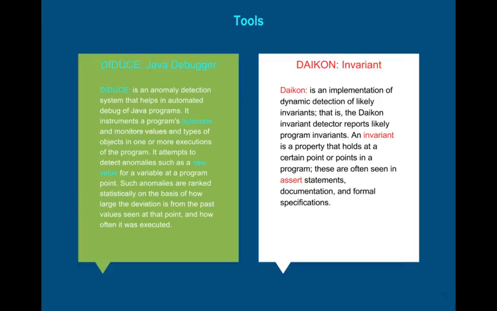The second tool is Daikon, which uses invariants. Daikon is an implementation of dynamic detection of likely invariants. That is, the Daikon invariant detector reports likely program invariants, and an invariant is a property that holds at a certain point or points in the program. These are often seen in assert statements, documentation, and formal specifications.